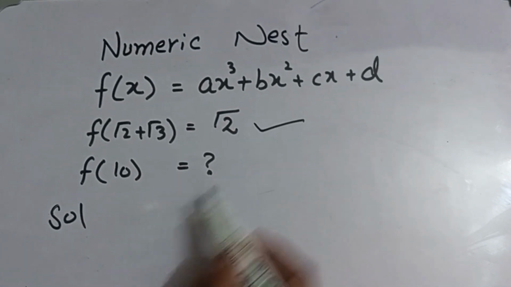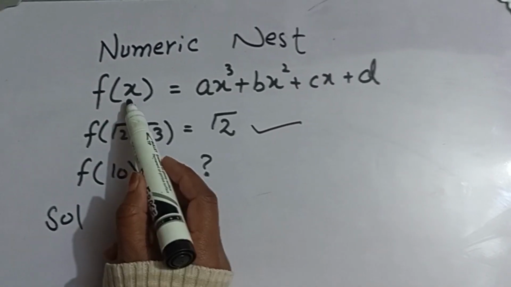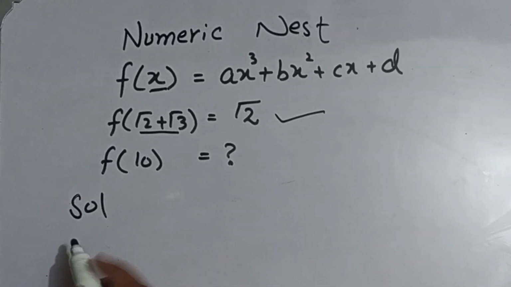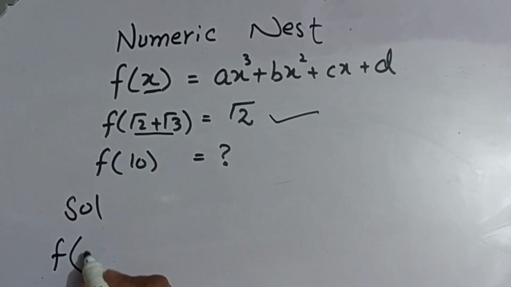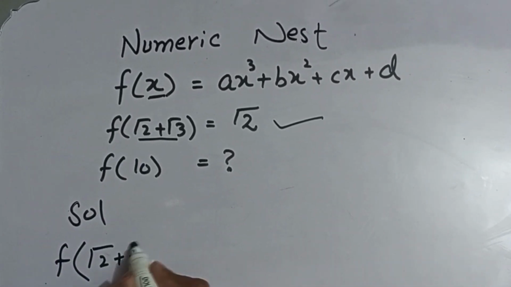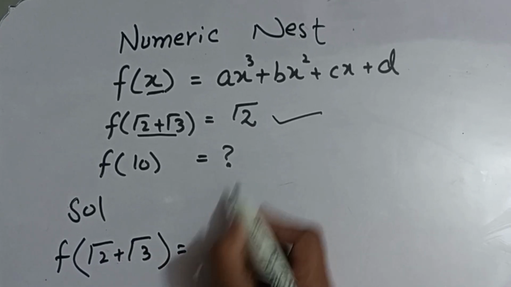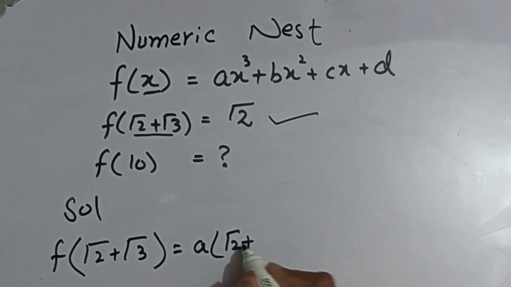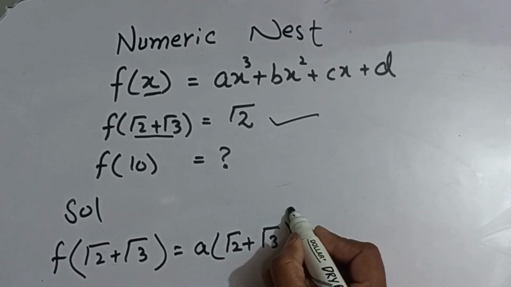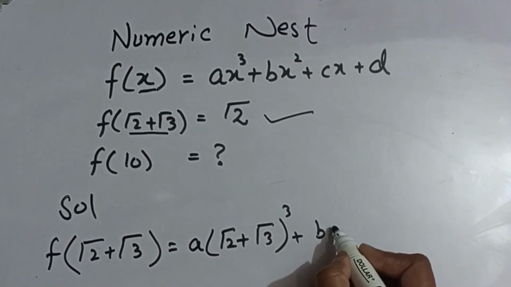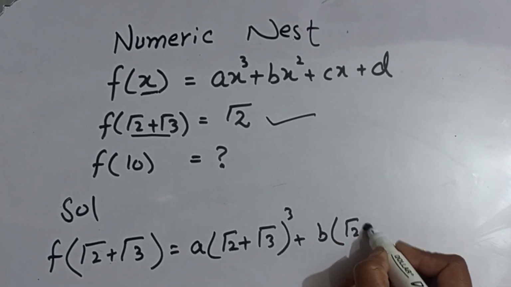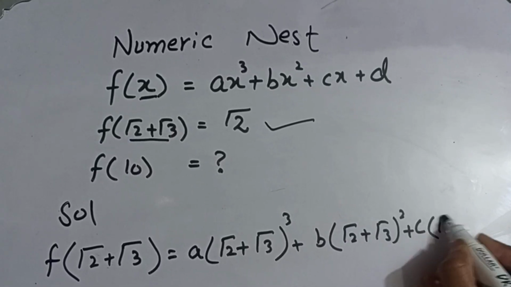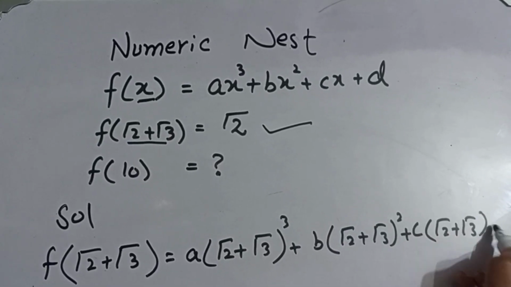We use this information. In the first step we replace x by square root 2 plus square root 3. So this is a times square root 2 plus square root 3 whole cube, plus b times square root 2 plus square root 3 whole square, plus c into square root 2 plus square root 3, plus d.